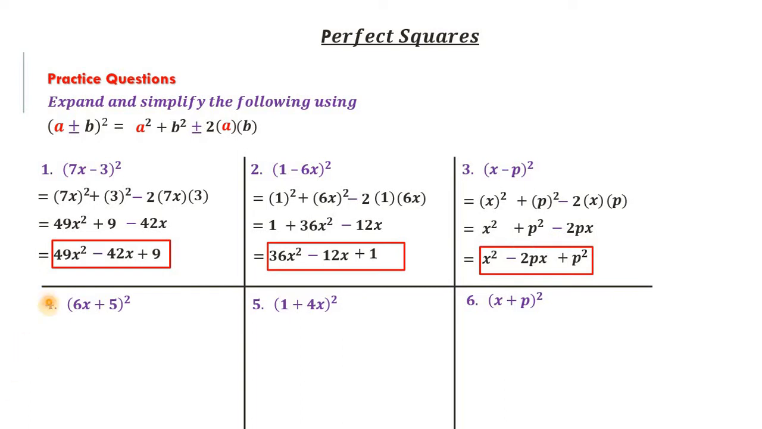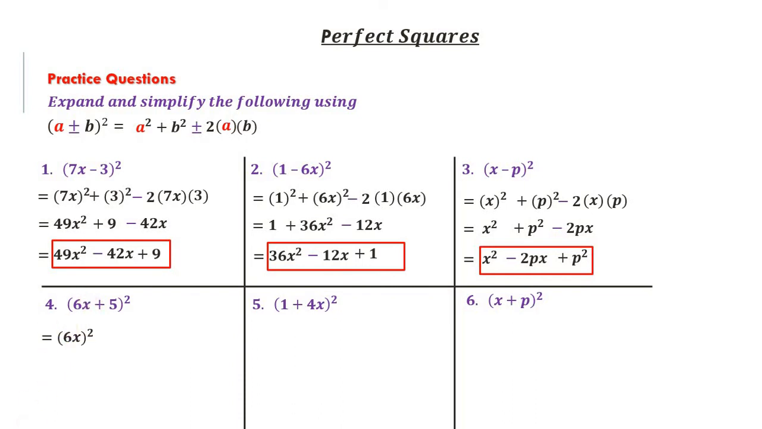Then look at number 4. This time we have a plus. So what we're going to use here, are we going to use a plus or a minus? That's correct. If it's a plus, we use a plus. If it's a minus, we use a minus between the sum of the squares and 2ab. So this time we're going to use a plus.